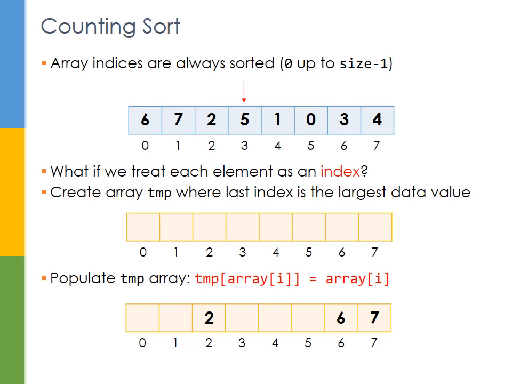We do the same thing for 5. So 5 is stored at subscript 5, 1 is stored at subscript 1, 0 is stored at subscript 0, and 3 is stored at subscript 3, and then finally 4 is stored at subscript 4. So now we can see we've ended up with a sorted array.